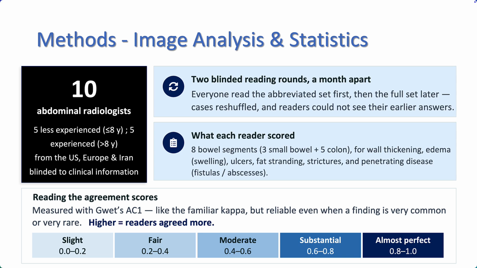their earliest answers. In each round, they scored 8 bowel segments, 3 in the small bowel and 5 in the colon, for wall thickening, edema, ulcers, fat stranding, strictures, and penetrating disease. To measure agreement on the binary findings, they used Gwet's AC1, a chance-adjusted score that stays reliable even when a finding is very common or very rare. And for the numeric scores, they used the intraclass correlation coefficient, or ICC. Both of these measures range from 0 to 1, and by the usual benchmark, anything above 0.8 is almost perfect.